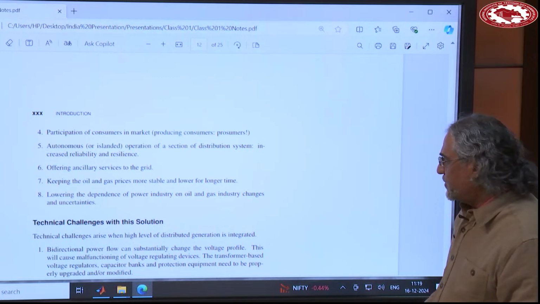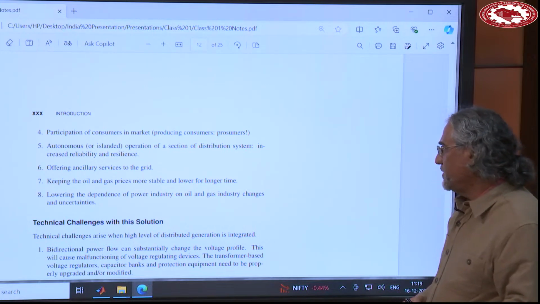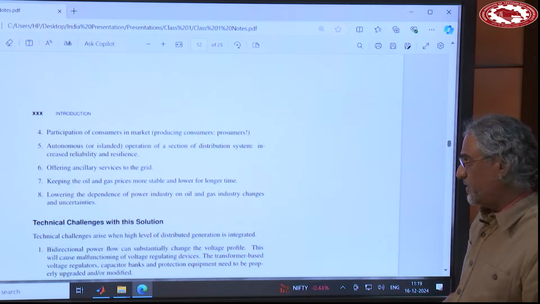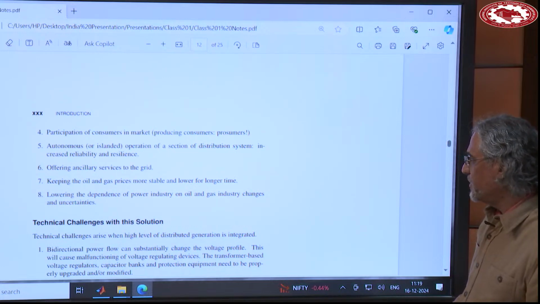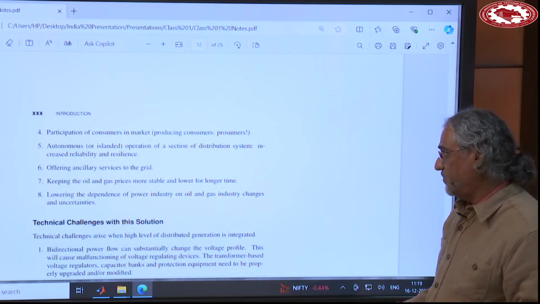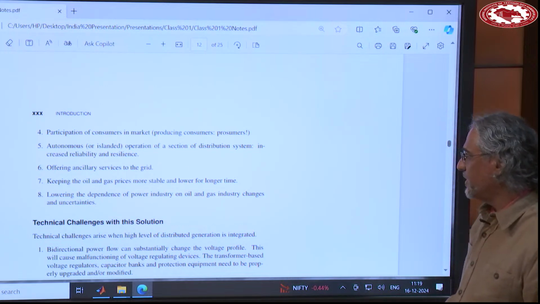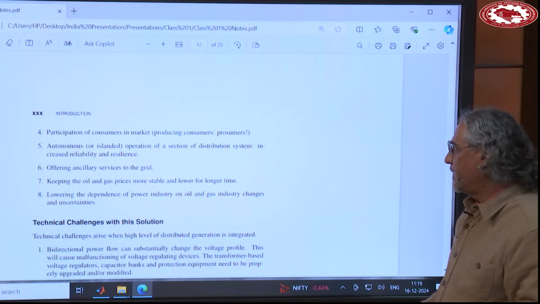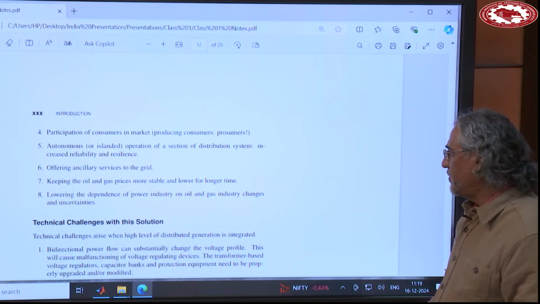And participation of consumers in the market. Now, if it's distributed generation or dispersed generation, that means they are freely owned by the people, so they can generate and then participate in the power market.